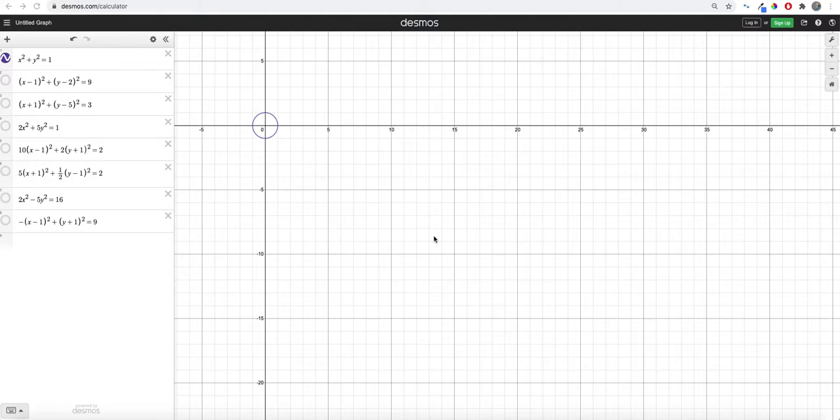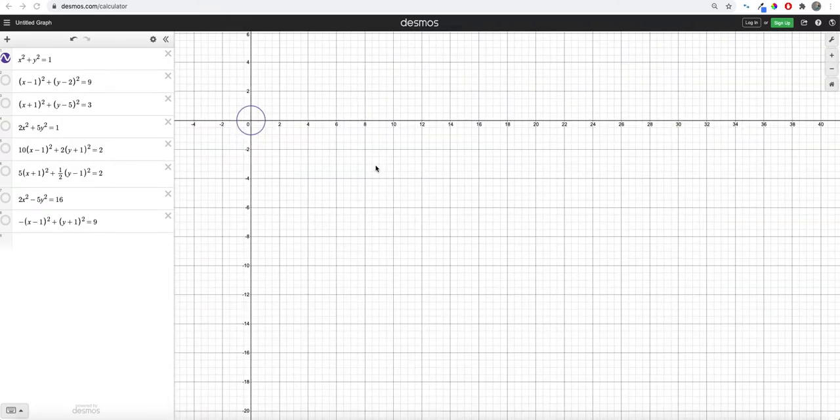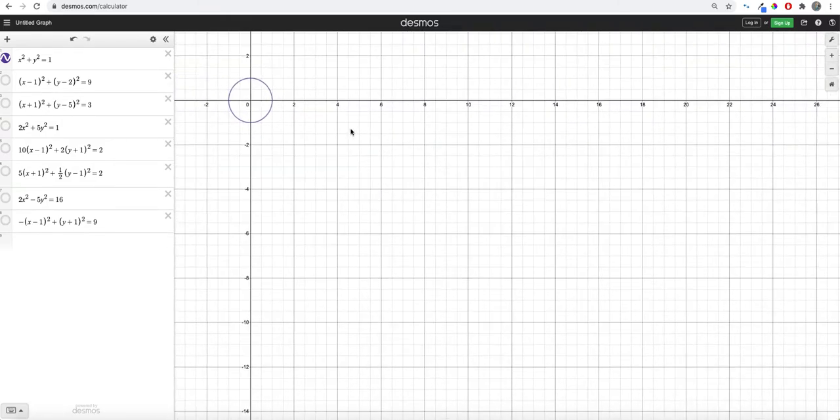Hey math kids, today we're going to talk about how to graph some non-functions in Desmos for your final project. So right here I have just a basic circle graphed. You can see the equation on the left. It's just x squared plus y squared equals 1.